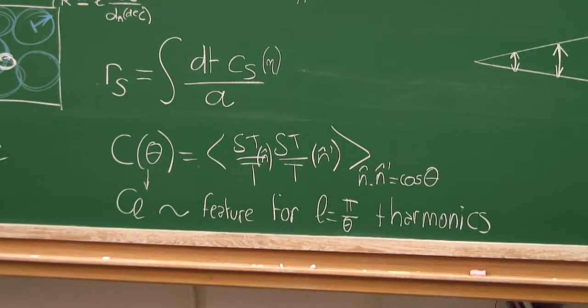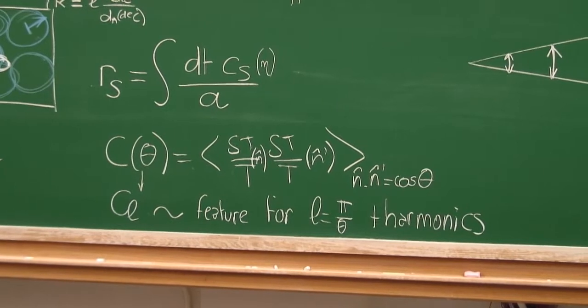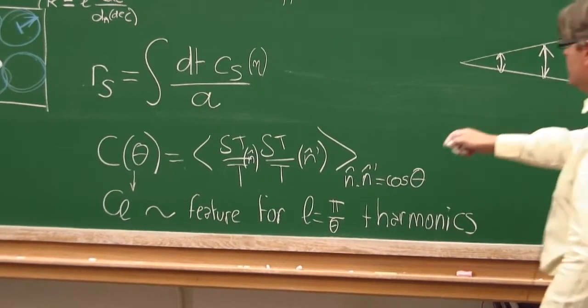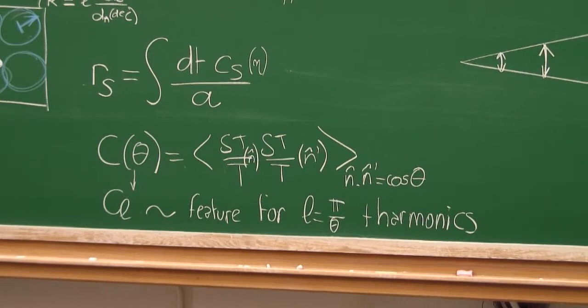And this is the reason for which we will observe multiple peaks in the CMB. There are multiple peaks, but they refer to a single feature in real space. And this is the reason for which they are exactly spaced equally.